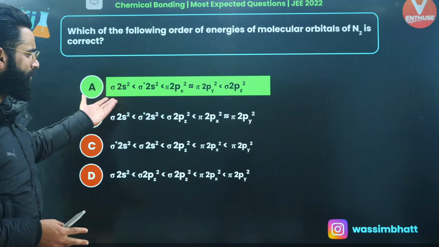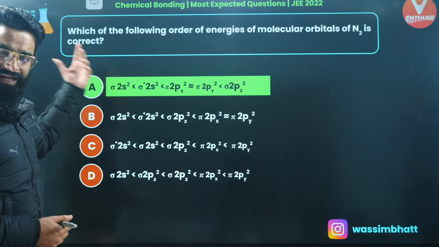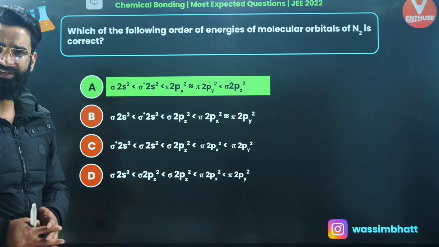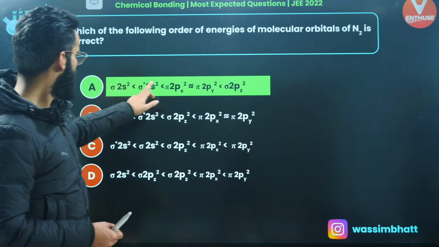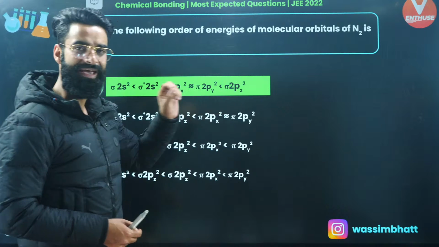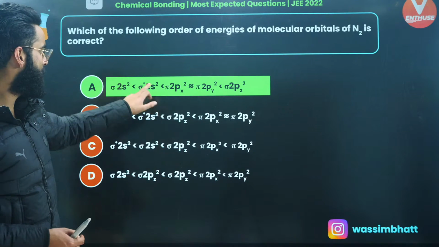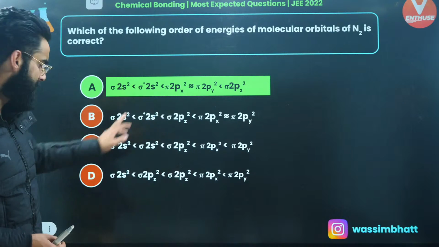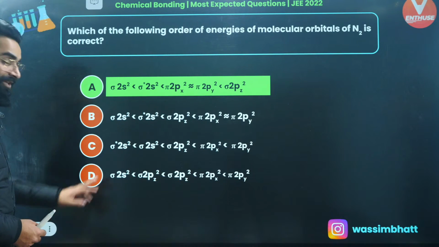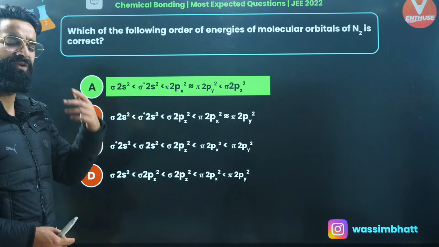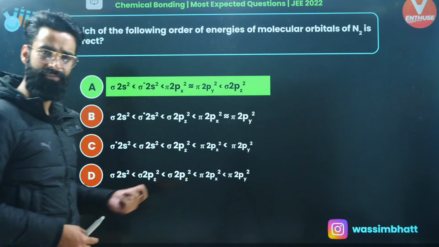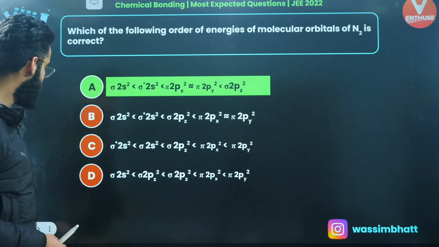You can calculate its bond order as well. Number of electrons in bonding molecular orbitals minus antibonding, divided by 2. It has 2, 4, 6, 8 electrons in bonding minus 2 in antibonding. 8 minus 2 is 6, and 6 divided by 2 comes out to be 3. So its bond order is 3. And the N2 molecule is perfectly diamagnetic. There is no unpaired electron in the molecular orbitals. It's not going to be paramagnetic.